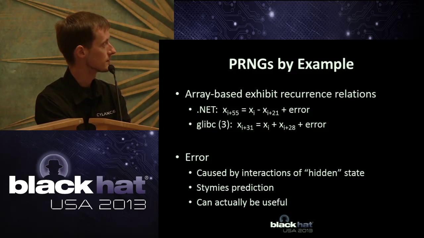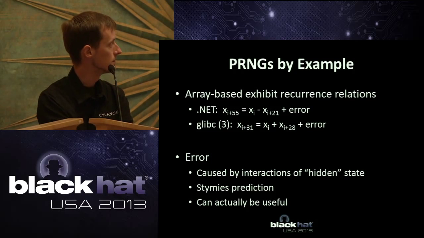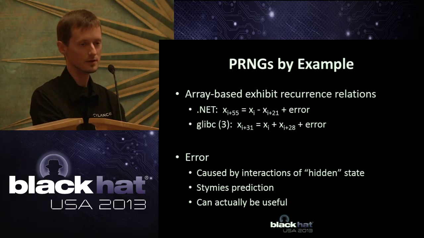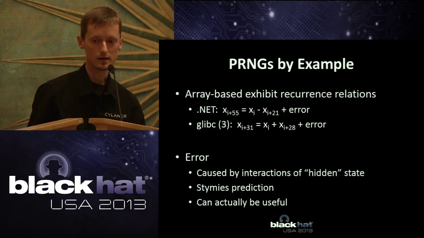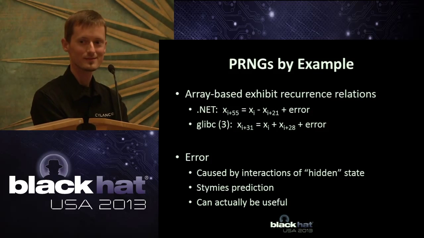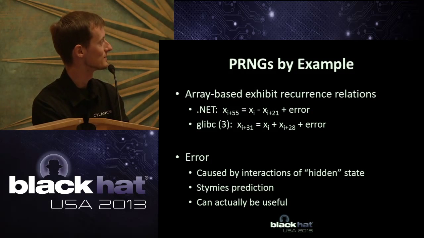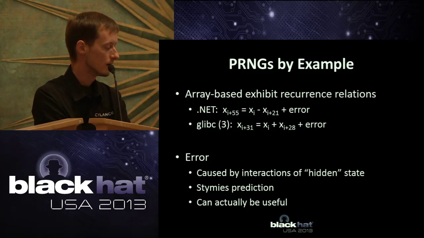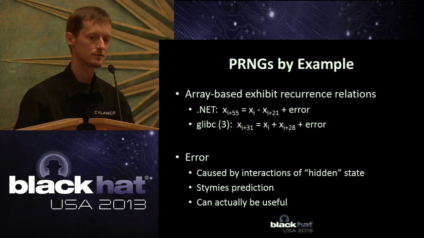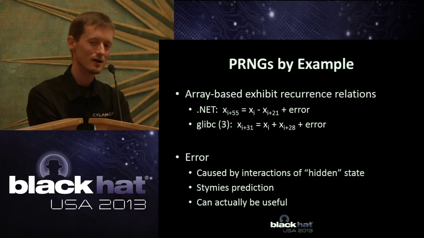You'll start to see things like if you take the ith element of your output and subtract the i plus 21st element, then you'll get the i plus 55th element. And like any triplet you have like that, you'll get. Now, some error does come in. Each time you make one of these predictions, there's a 50% chance that you'll be off by some fixed constant. Now that fixed constant tells you some useful information.